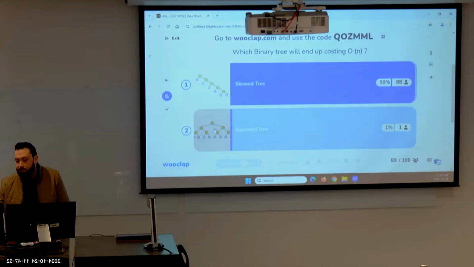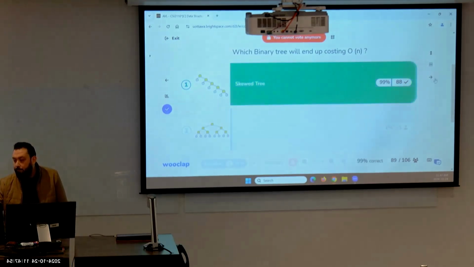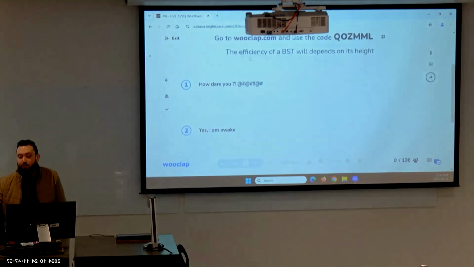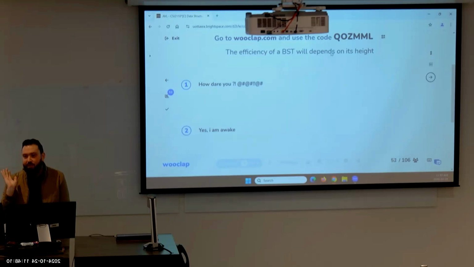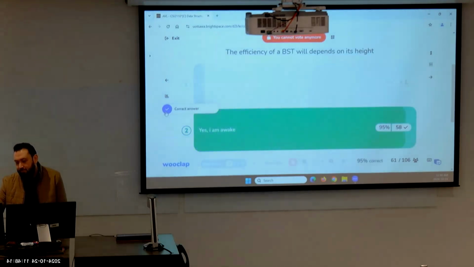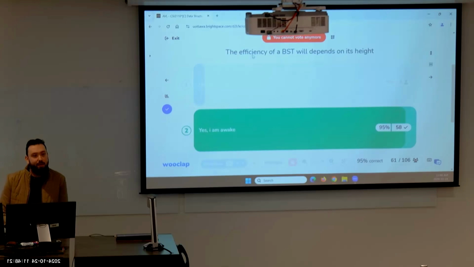Okay, guys, so the efficiency of a binary search tree will depend on its height. This is just a different wording. So I don't want you in the exam, just because we're changing the wording of something, to get confused. Of course, it's going to be the efficiency. When we say efficiency, we mean what in this course? Time complexity. We mean worst case.